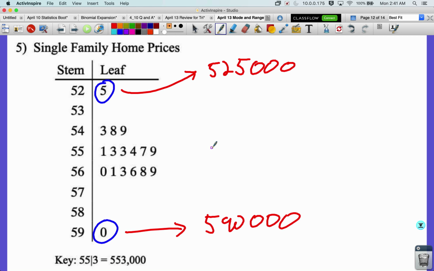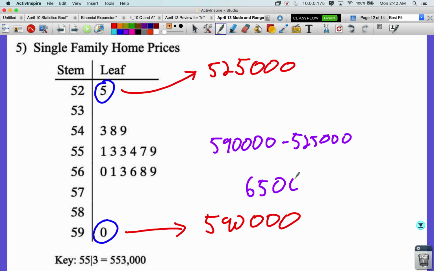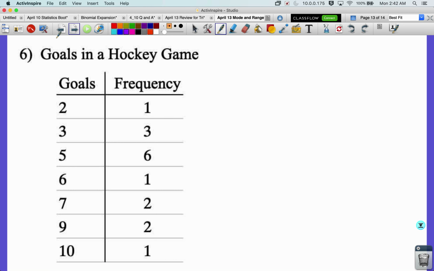And then let's subtract them. So 590,000 minus 525,000. Get the calculator out. It is 65,000 for the range of single family home prices wherever this data was taken.